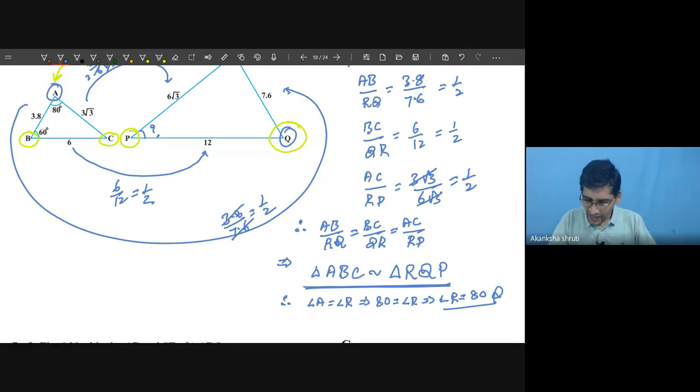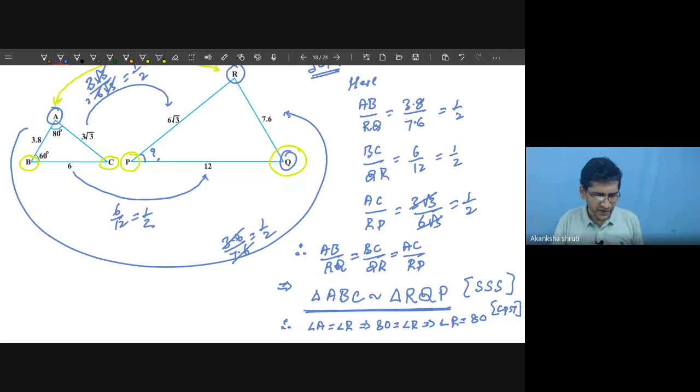So how have we written this? You also have to write just in front of this: CPST. But while writing the two triangles as similar, what was the condition? The condition followed was SSS. So do not forget to write this criterion in front of whatever equality or similarity you are writing. Otherwise, your marks will be deducted. So this was one part.